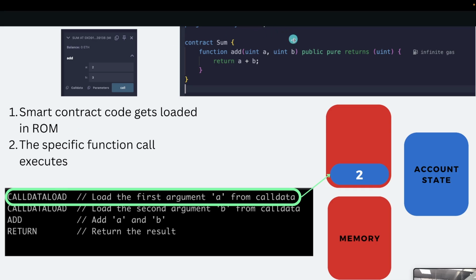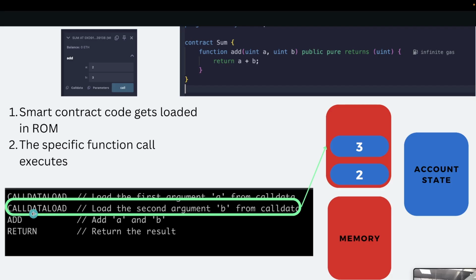Call data load will take the first argument, push it on the stack. Call data load again will pull the second argument, push it on the stack. Let's say I called this function with 2 and 3. Then this is what the state looks like right now. It is a stack. First in, last out. तो पहले 2 गया, फिर 3 गया.